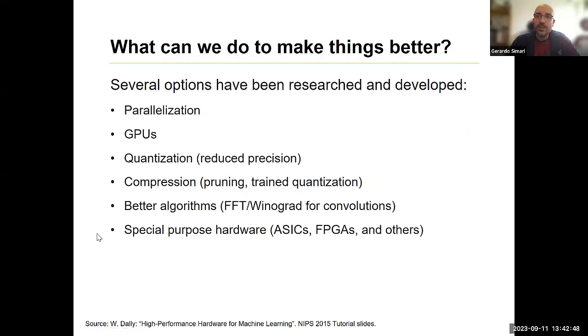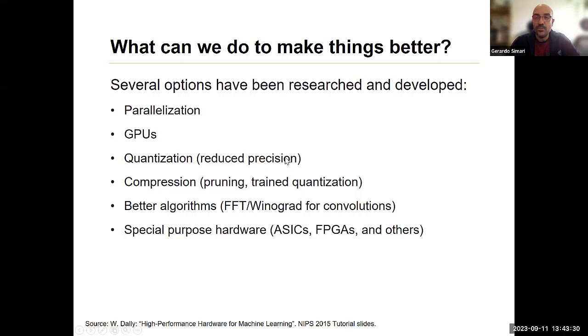So what can we do to make things better? This is a pretty good question. There's been a lot of effort, a lot of research and development in different areas, ranging from hardware to distributed systems to better algorithms. Essentially, parallelization can go a long way because there are a lot of things that you can do if you have more than one core available. GPUs, of course, in the last more than 10 years now, have been basically the stars of the show for a lot of optimizations.